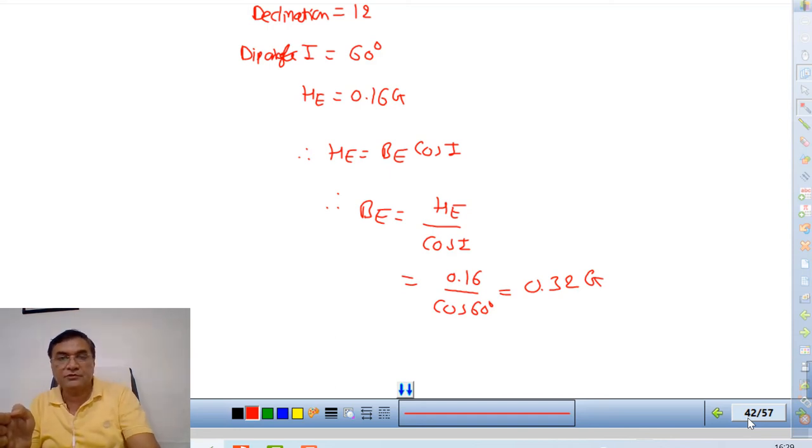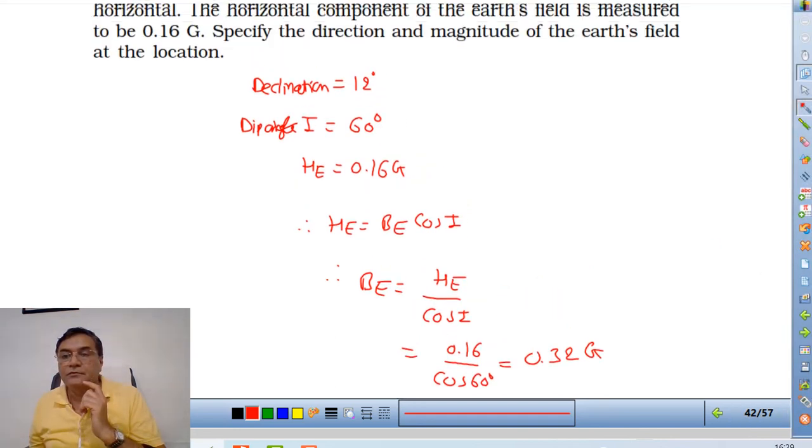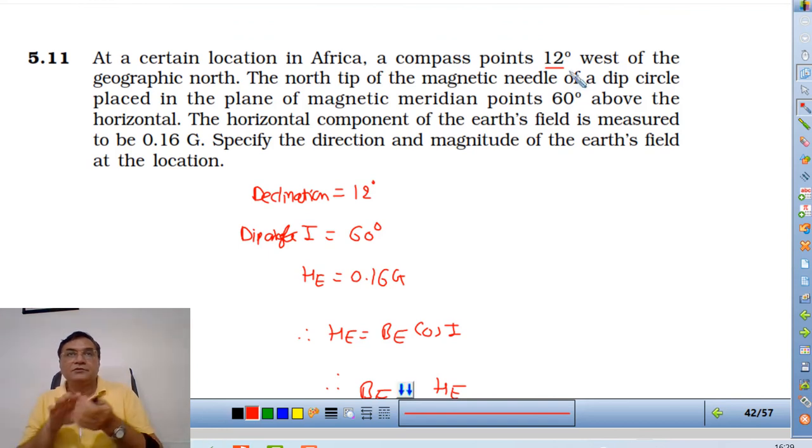It is toward the west. This is north, this is east, this is west.